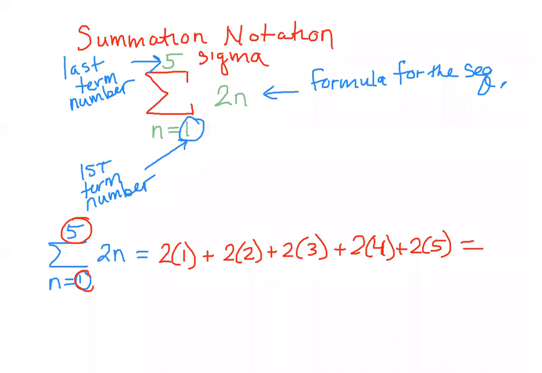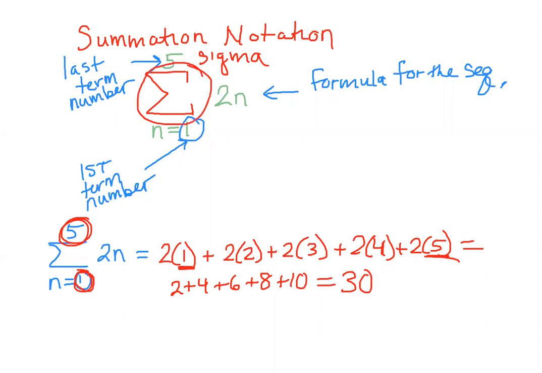Here's where we started with n, and here's where we end. And we're going to add them all up. And if you do that, you get 2 plus 4 plus 6 plus 8 plus 10 equals 30. So this is just a way to write a sum. We use that all the time in math.